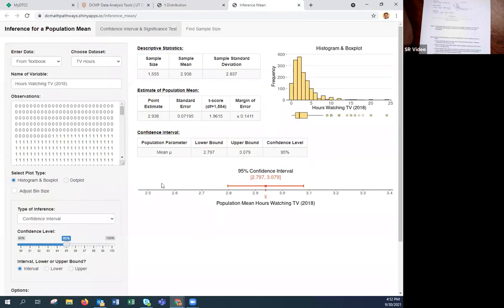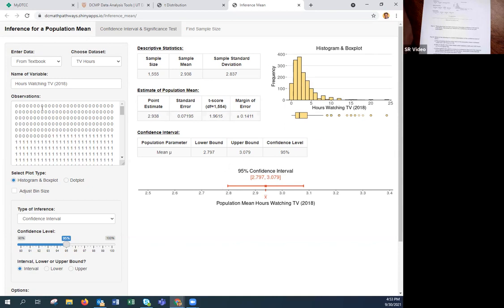So if you adjust this, it automatically calculates the t-score that you're going to be required to multiply by your standard error. These two values multiplied for this type of interval is called your margin of error. And it's this that we're going to add and subtract from our point estimate to produce the confidence interval. So when you take 2.938 and subtract 0.1411, you get 2.797. And when you take 2.938 and add 0.1411, you get 3.079. So this is your 95% confidence interval.